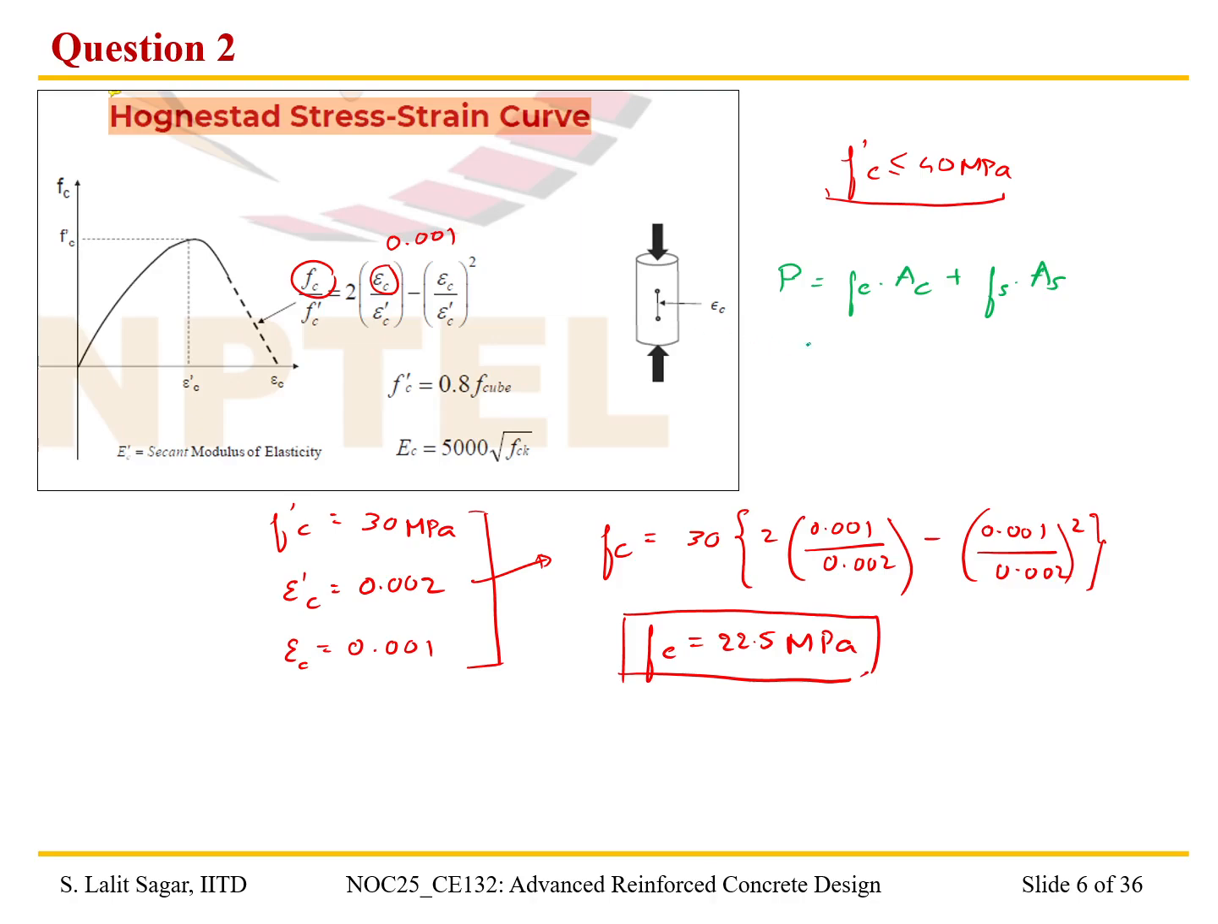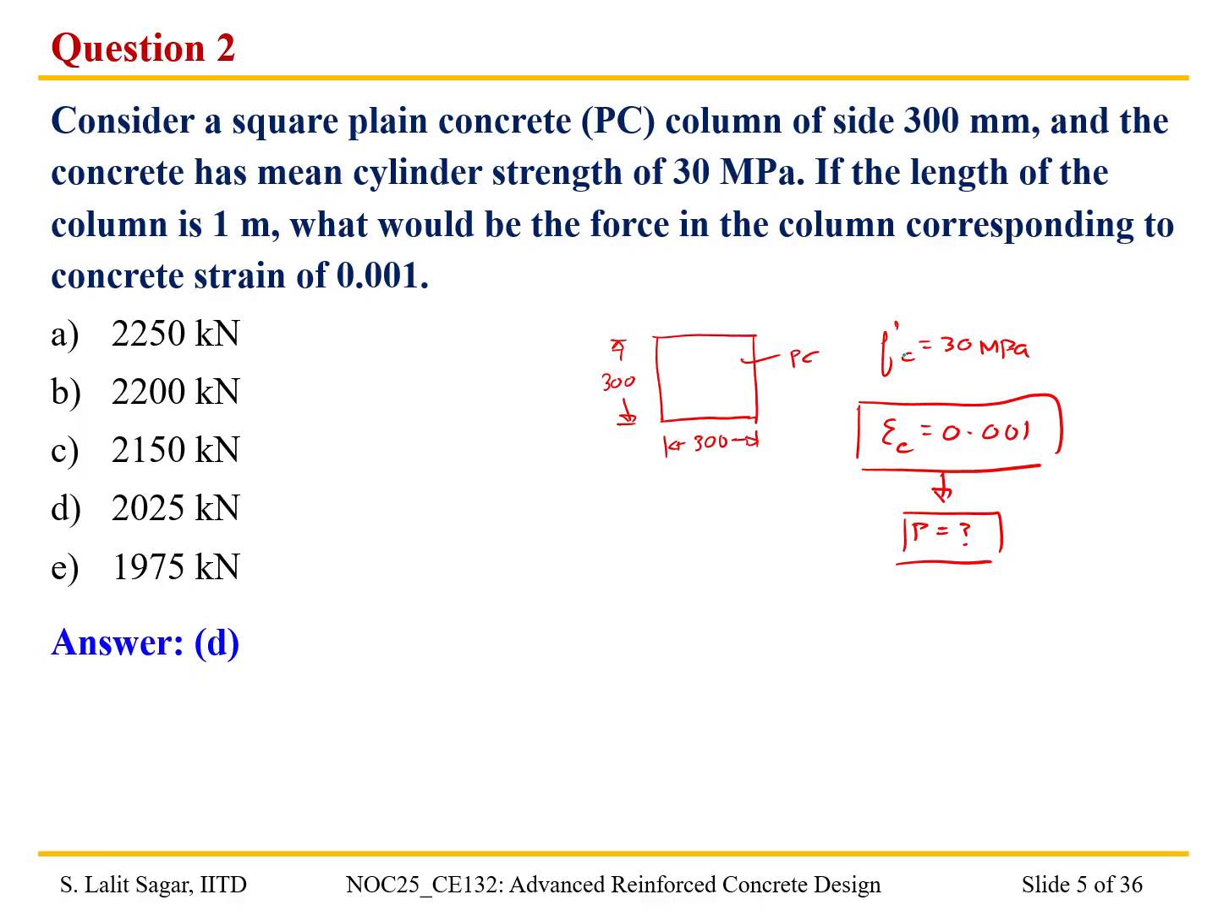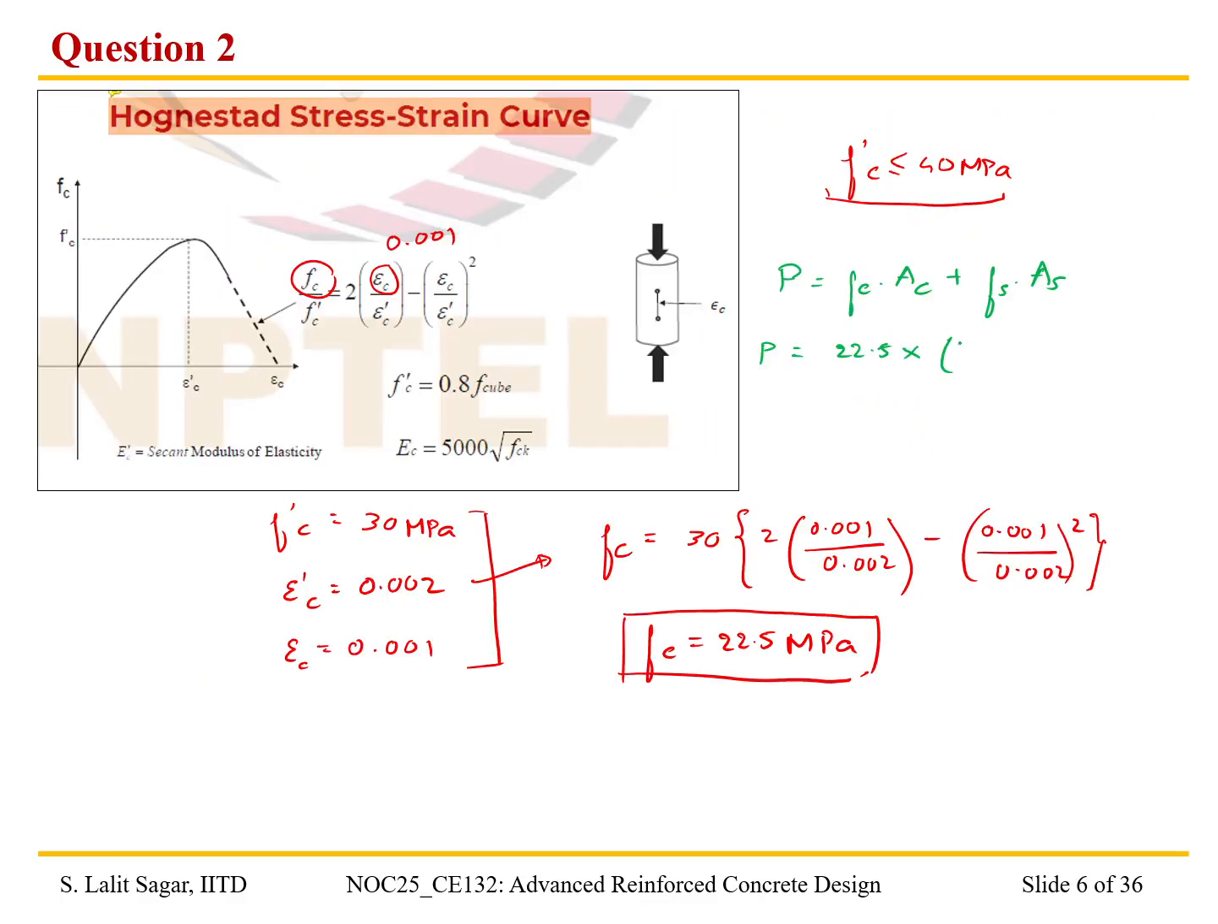So P is given by 22.5 into the area of concrete, 300 square, divided by 10 to the power 3, because we are converting from Newton to kilonewton. Solving, we get a value of P equal to 2025 kilonewton. It's quite straightforward.